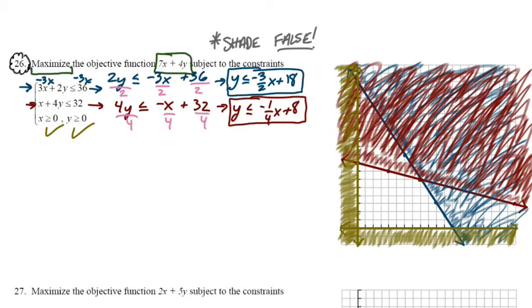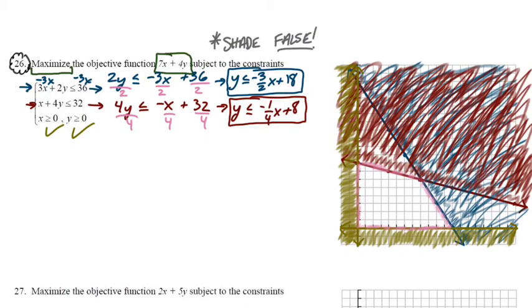Alright, so there it is. Our graphing and shading is complete, and since we shaded false, our feasible set, our feasible region is this open area right here, which is fantastic. I'm going to go ahead and highlight it in pink there so you can see it. It's kind of a weird looking quadrilateral.